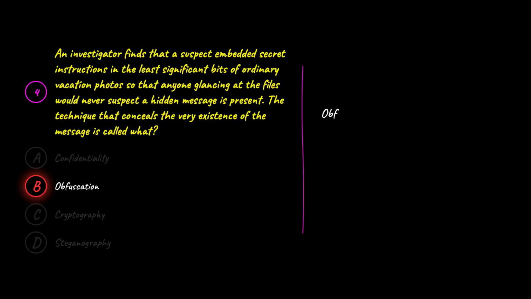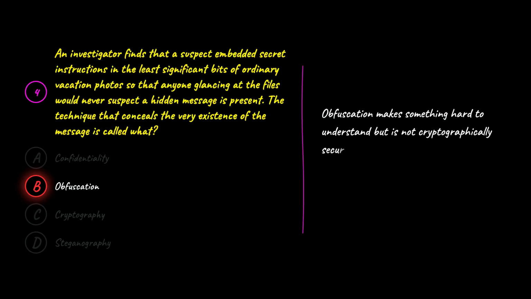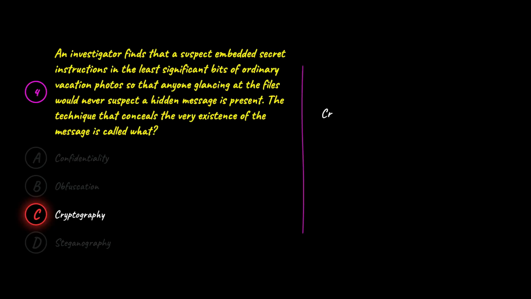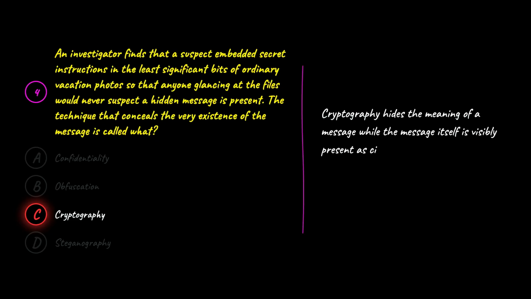B is wrong because obfuscation makes something hard to understand but is not cryptographically secure and does not specifically hide that a message exists. Minified source code is the typical example, not a hidden payload in an image. C is wrong because cryptography hides the meaning of a message while the message itself is visibly present as ciphertext. Here the aim is to hide that any message exists at all, which is steganography.